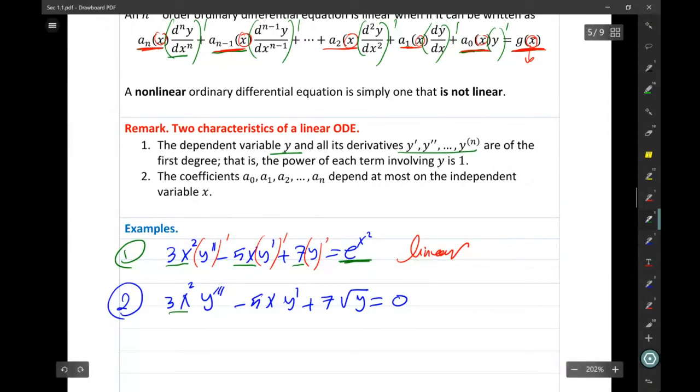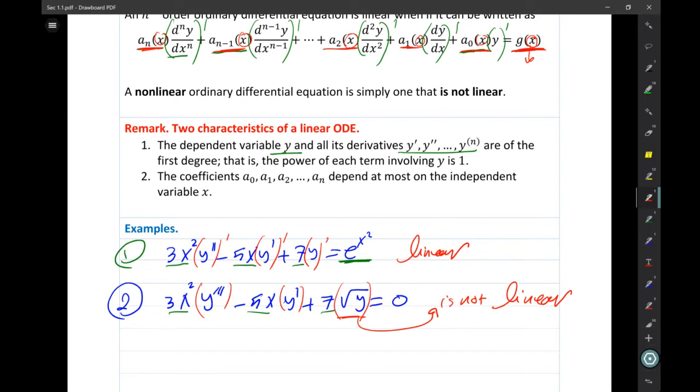Then check all the coefficients are with respect to either x or a constant. So the first condition is okay. The power of y triple prime is 1, y prime is 1, but the power of y is half. So this one is not linear, because the power of y is not 1 here, it is half.